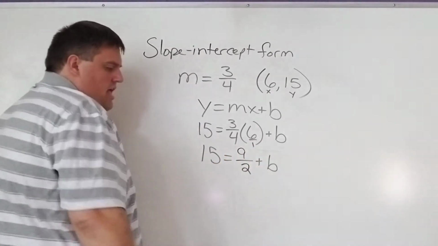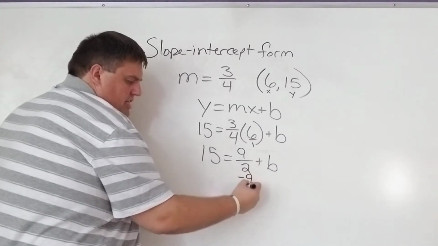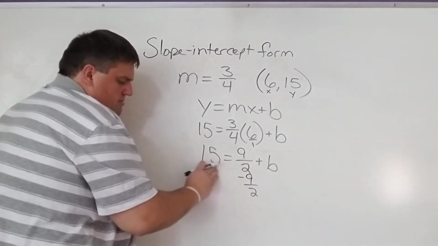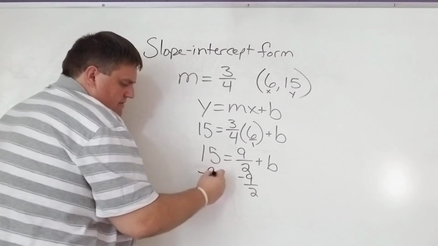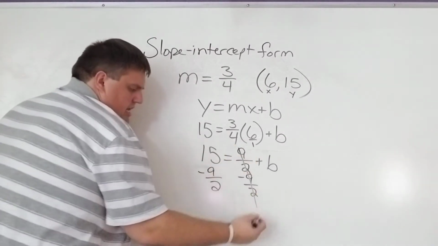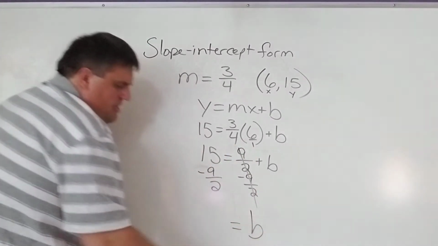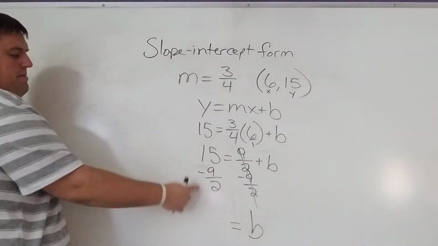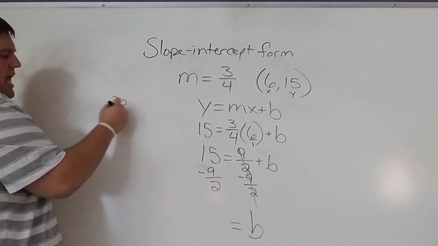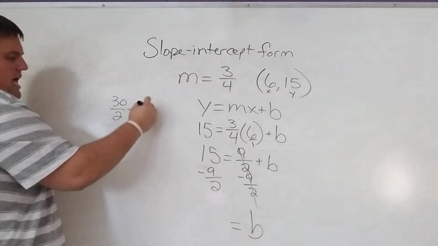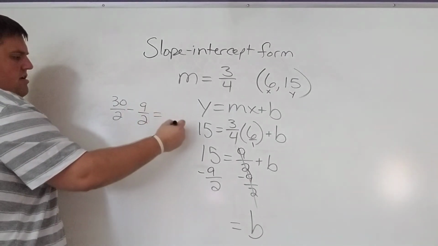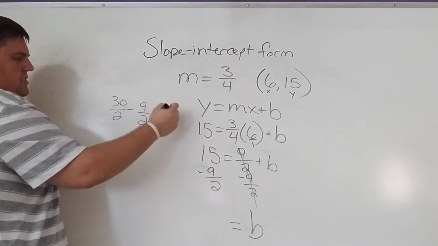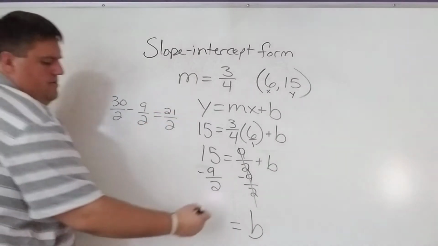9/2, okay? And then to get b by itself, we're going to subtract 9/2. Subtract 9/2. And I'm going to have to do a little bit of math. 15, I need common denominators, so 15 as halves is 30 halves. Minus 9 halves would give me 21 halves.